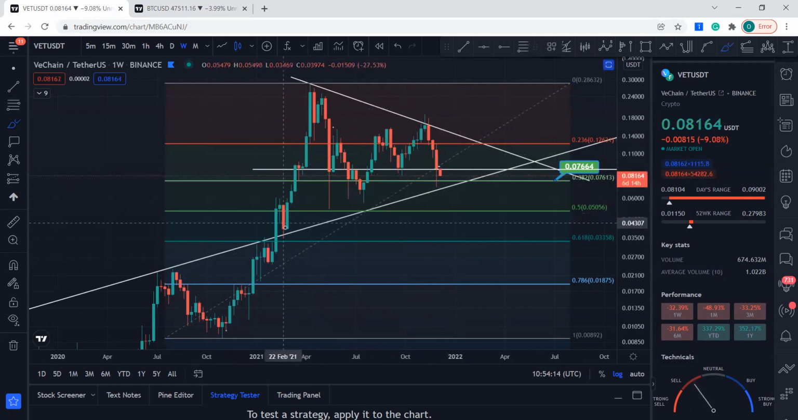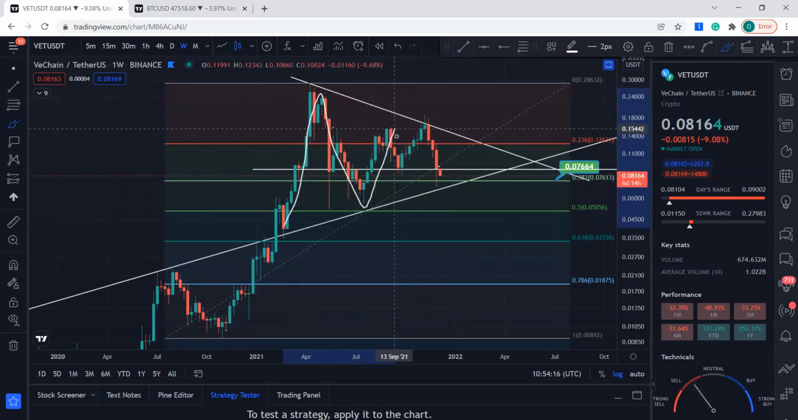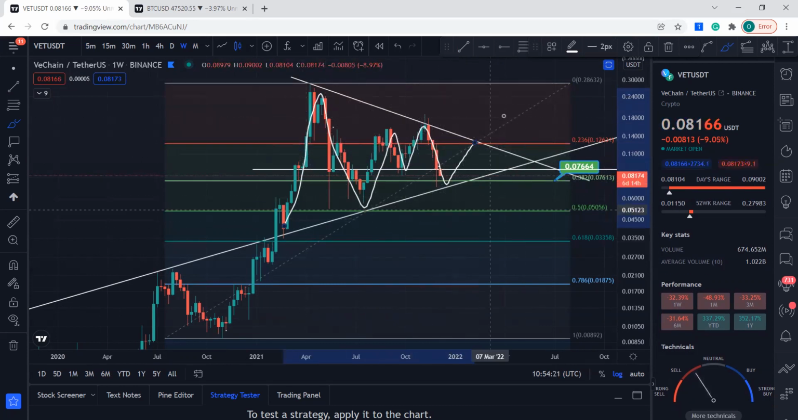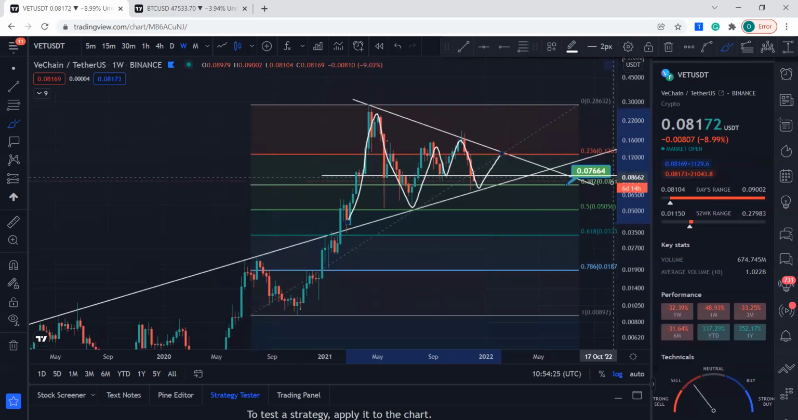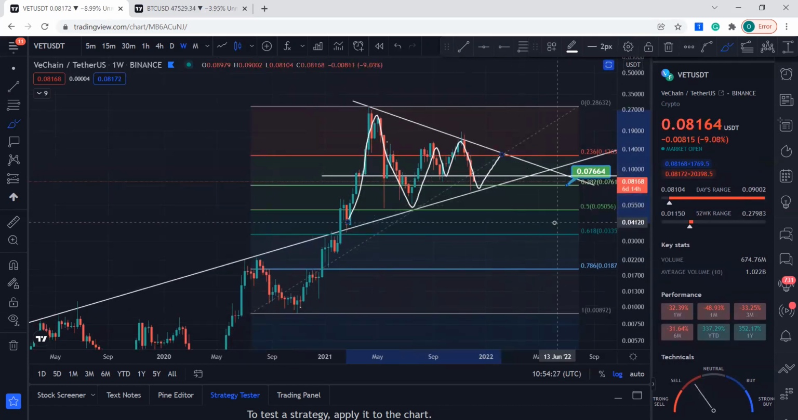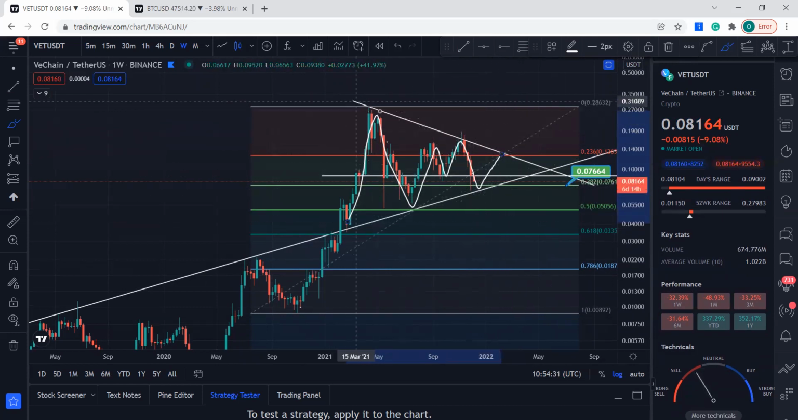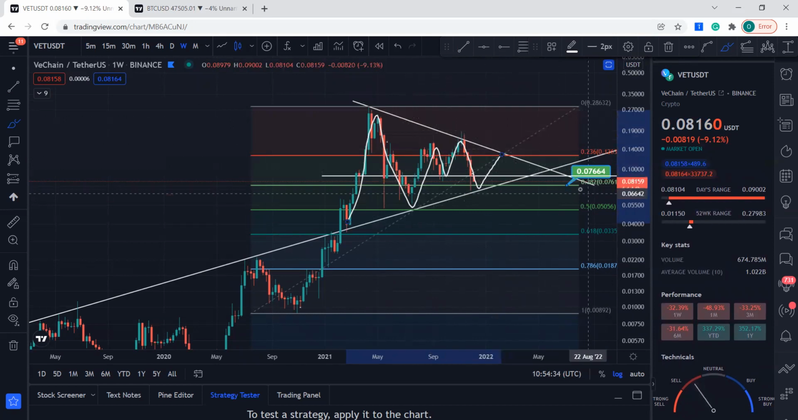takes a bounce from here, and just create this pattern. And I think if it does this, this scenario is going to be bullish for VeChain. The reason I say that is because then we know that Bitcoin has found its bottom, it's moving to the upside, and then we have a breakout that can occur from here and break this resistance, okay?